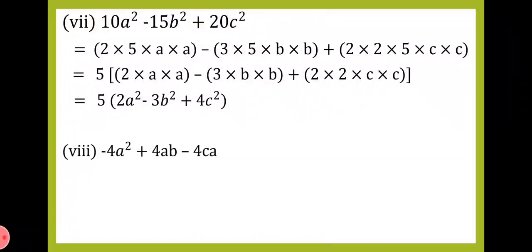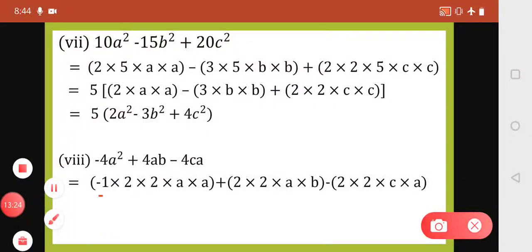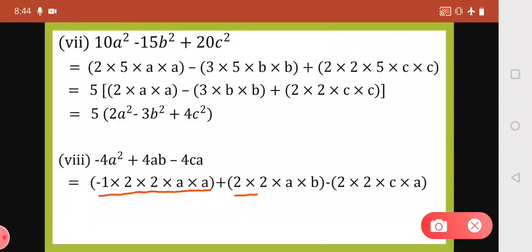Next, question number 8. Minus 4a square plus 4ab minus 4ca. Now the factors of the first term, that is minus 4a square, that is minus 1 into 2 into 2 into a, plus factors of the second term, that is 2 into 2 into a into b, minus factors of the third term, 2 into 2 into c into a. Now we can see that one time 2 is there in every bracket, second time also 2 is there in all the brackets. Then we can see one time a is there in the brackets.